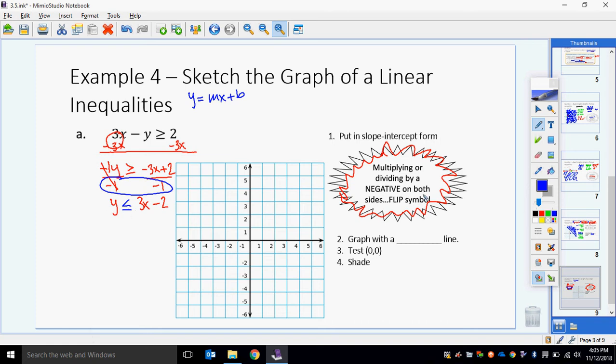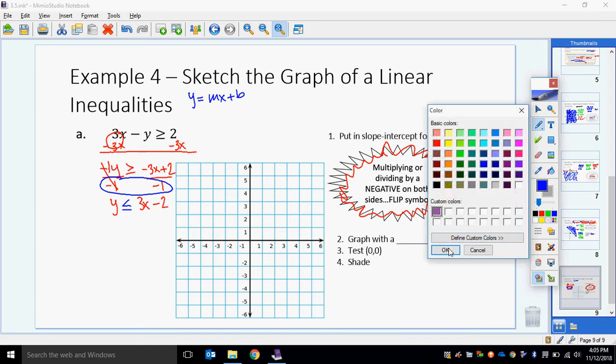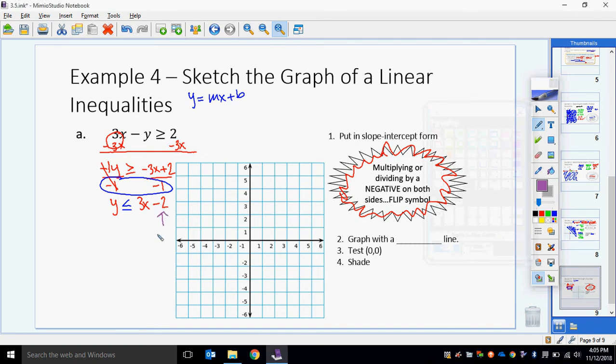Okay, it's in slope-intercept form, so now I'm ready to graph it. So let's first plot our y-intercept at -2 on the y-axis. And then we have a slope of 3, which means 3 over 1, which means I'm rising 3 from this point, 1, 2, 3, and I'm running positive 1, and I'm putting another point. Okay, how do I connect them? With this symbol here, this is a solid line underneath, so I'm going to graph them with a solid line. I'm going to connect them not with a dotted line, but with a solid line.